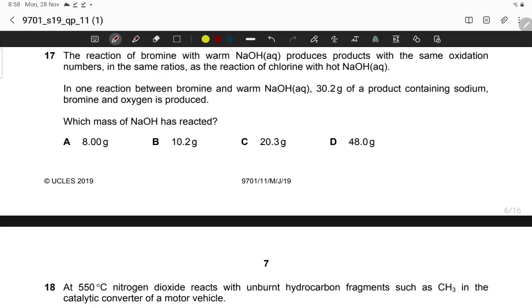The next mole question from this paper is, the reaction of bromine with warm sodium hydroxide produces products with the same oxidation numbers in the same ratios as the reaction of chlorine with hot sodium hydroxide. So in one reaction between bromine and warm sodium hydroxide, 30.2 gram of product containing sodium, bromine and oxygen is produced.